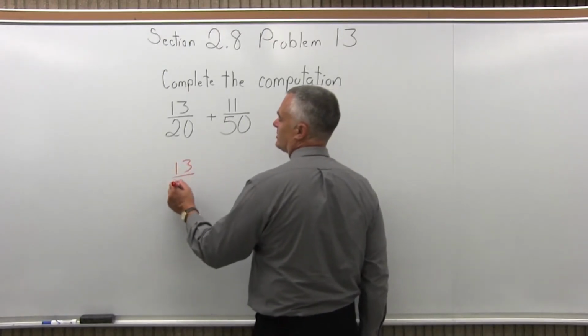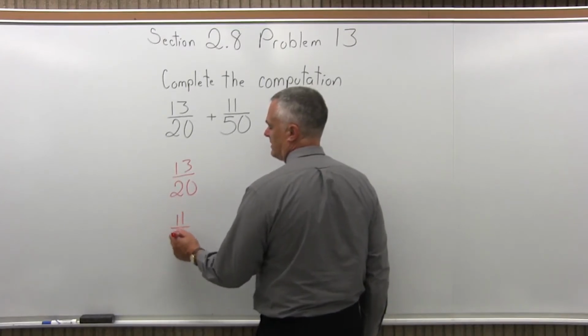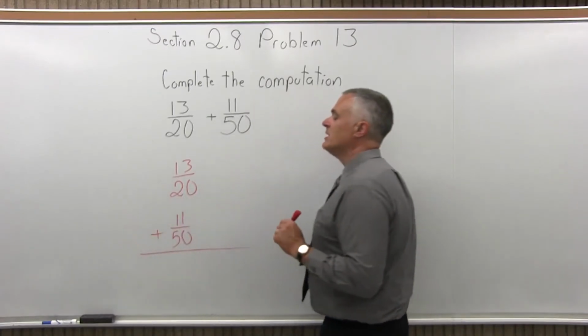So let me write 13 over 20, and a little below it I'll write 11 over 50. And it's an addition, so we keep it in addition. So I'll put a line and a plus sign.